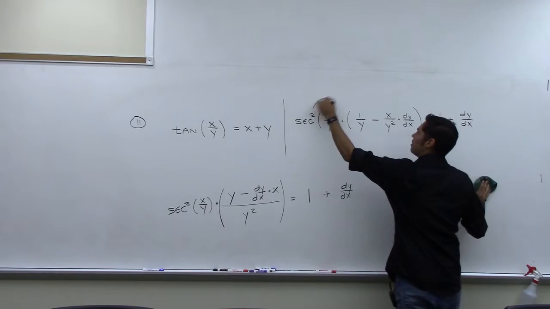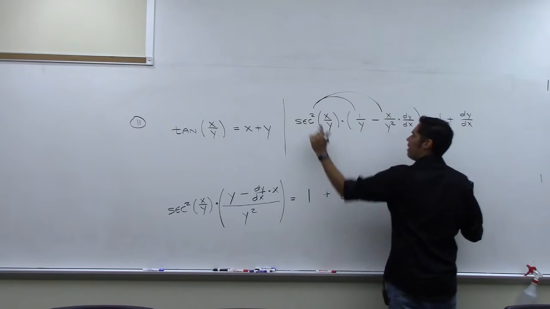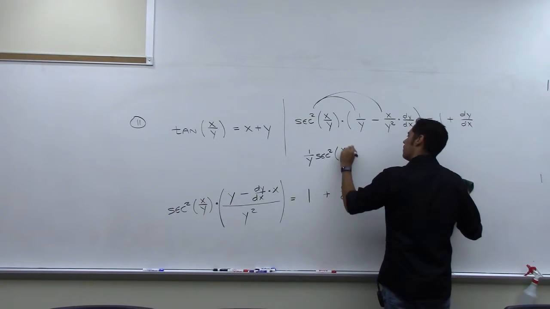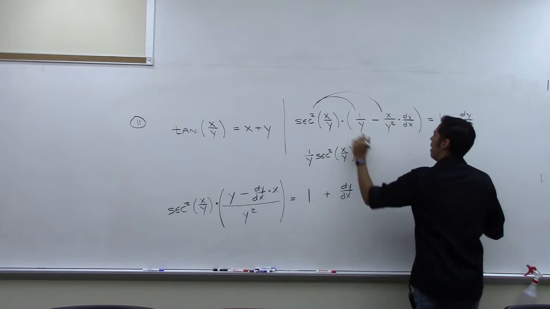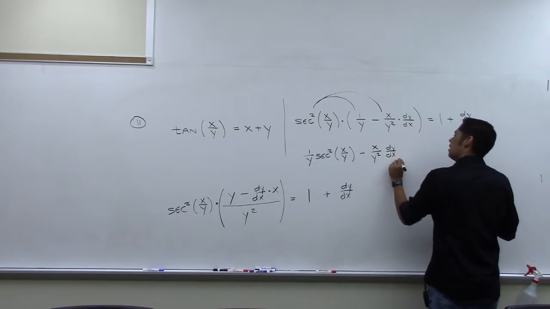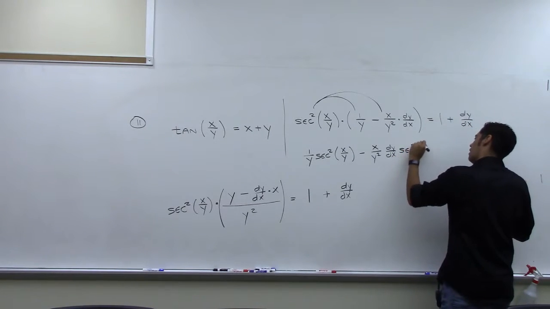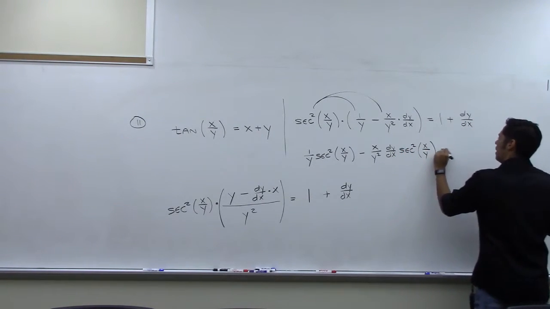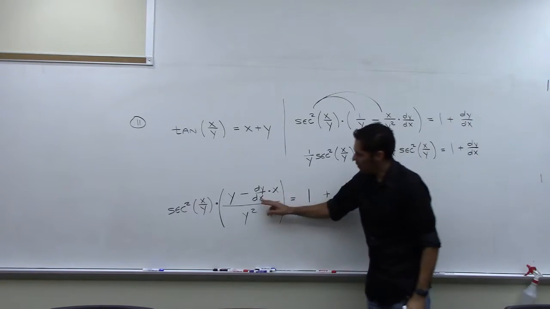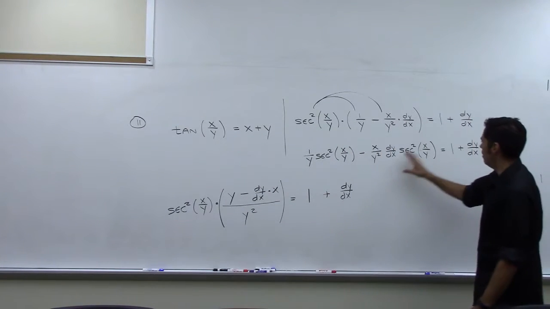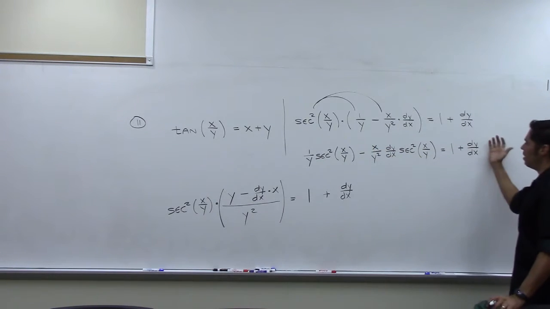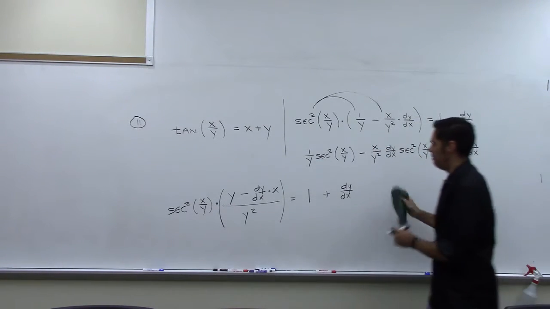And now I'll distribute this to here and here. So I'm just going to put that out in front, 1 over y, secant squared x over y, minus, now all this in front of that, x over y squared dy dx times secant squared of x over y, and then equals 1 plus dy dx. Now I had to do that so that I could release this from this parentheses. So there it is. This whole factor, I'm going to move this whole factor to this side. I'm going to move the 1 to that side.